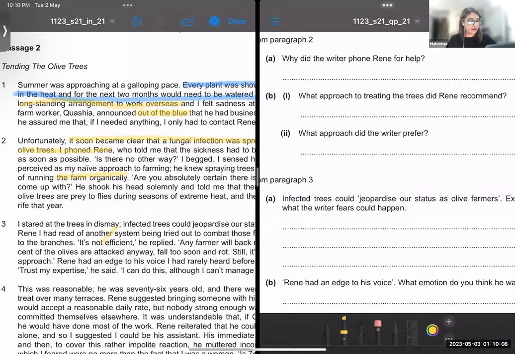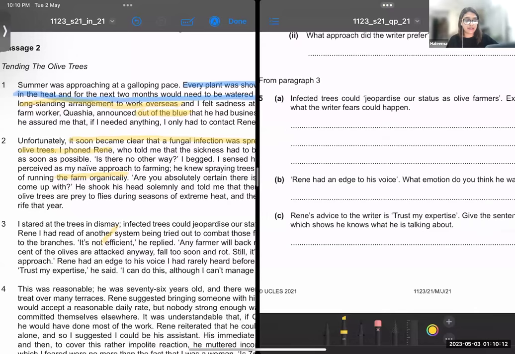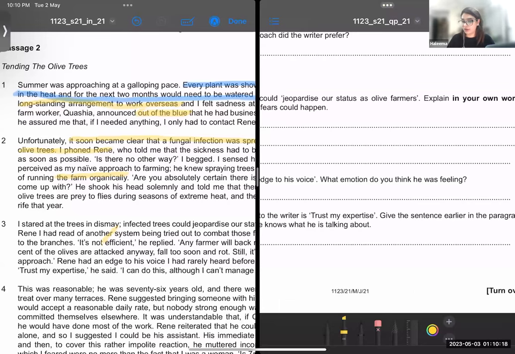Then we look at paragraph 3, question 5a. Infected trees could jeopardize our status as olive farmers. Explain in your own words. Now, this is another example of an implicit, explicit question where you simply have to highlight the statement in your own words. So you pick out the keywords. The first keyword is jeopardize. The second keyword is status. And you have to simply paraphrase these two words.